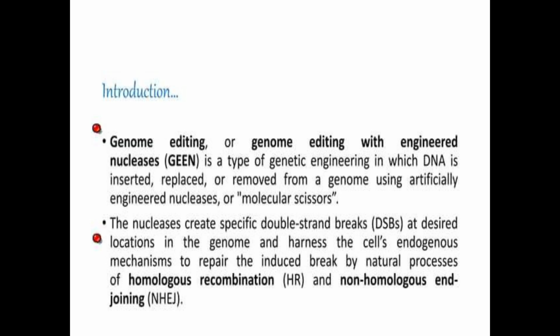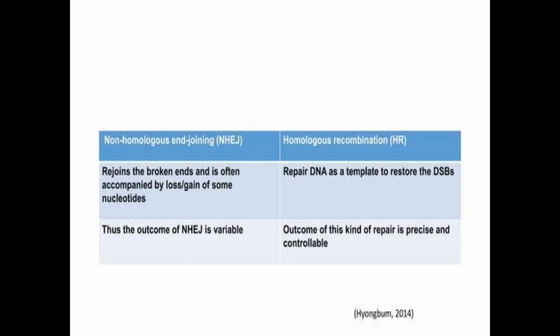Genome editing is done with engineered nucleases. It is a type of genetic engineering in which DNA is inserted, replaced or removed from the genome using artificially engineered nucleases. We call them molecular scissors. These nucleases create double strand breaks at the desired location in the genome, and we can harness the cell's endogenous repair mechanism to repair the break by the natural process of homologous recombination or non-homologous end joining. Rejoining of the broken ends is often accompanied by loss or gain of some nucleotides.